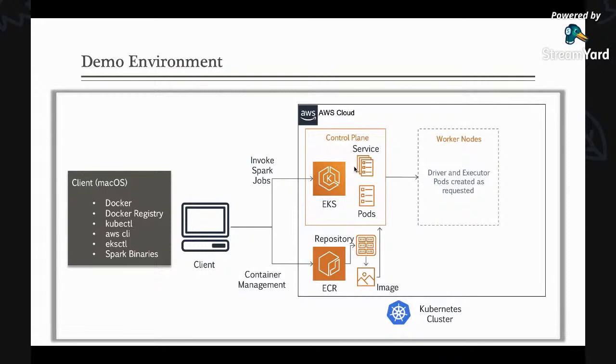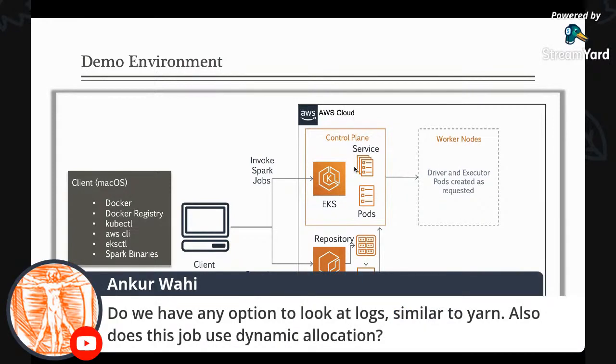There are a couple of questions, Pradeep. The first question is basically about, do we have any options to look at logs similar to Yarn? Also, does the job use dynamic allocation?